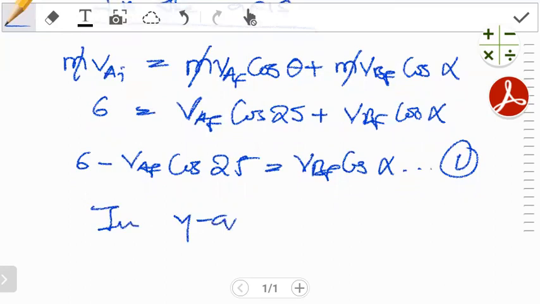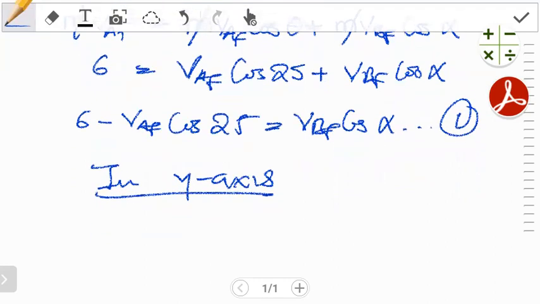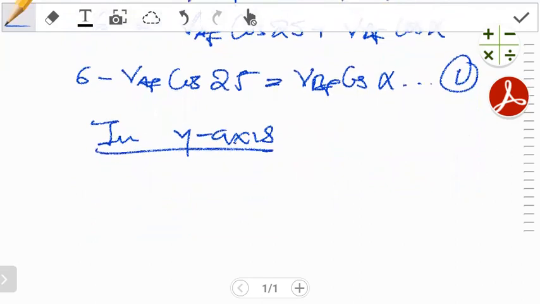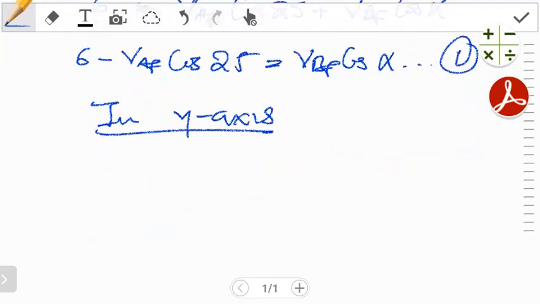In the y-axis, we have to notice that again, ball A is moving in the x, meaning it has no initial component in the y, so its momentum in the y becomes 0.